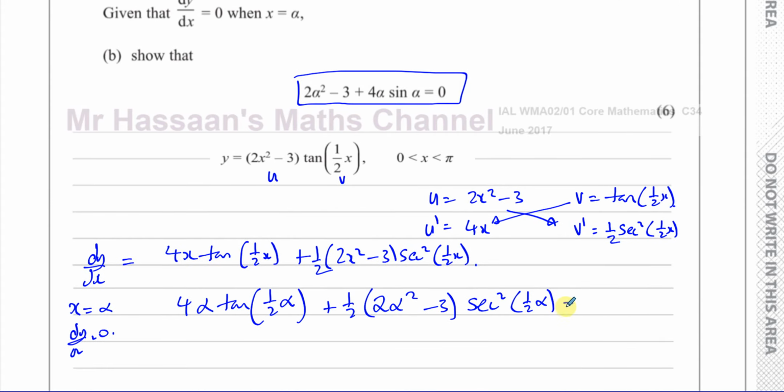Now this is equal to 0. When x equals alpha, dy/dx is equal to 0. So this is dy/dx. Put alpha in there, it's equal to 0. Now how on earth is that going to turn into this?